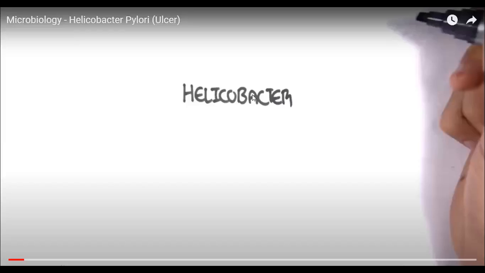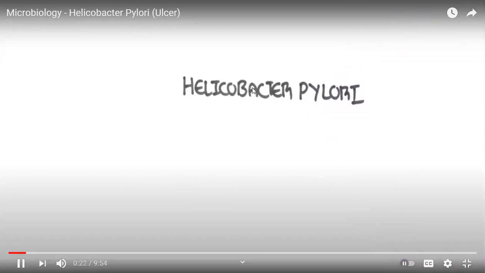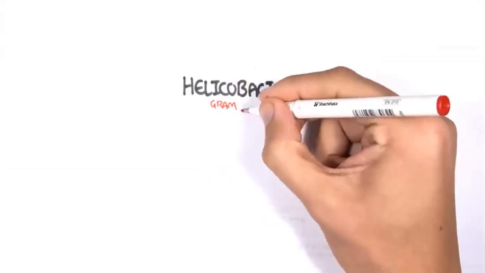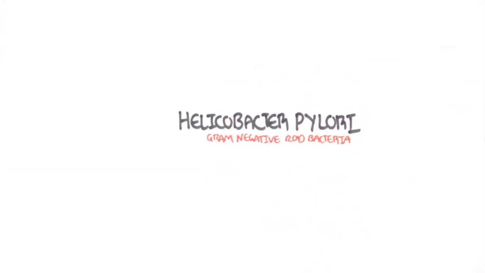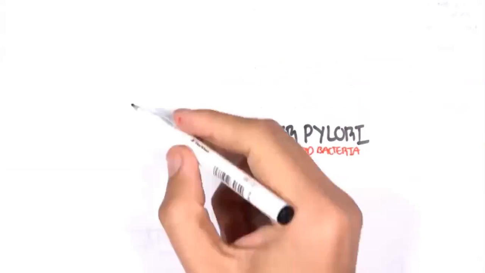Good morning, all of you. Today we will discuss another topic, that is Helicobacter pylori, which causes peptic ulcer, which is a very common disease at present. So Helicobacter pylori is basically a gram-negative, rod-shaped bacteria which causes peptic ulcer.